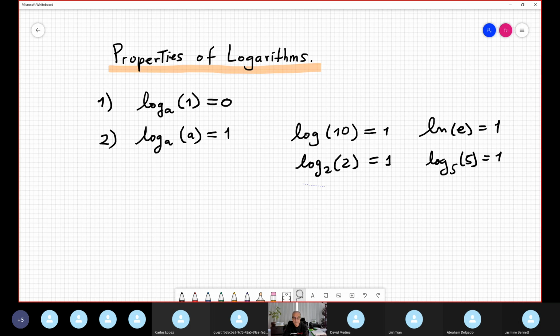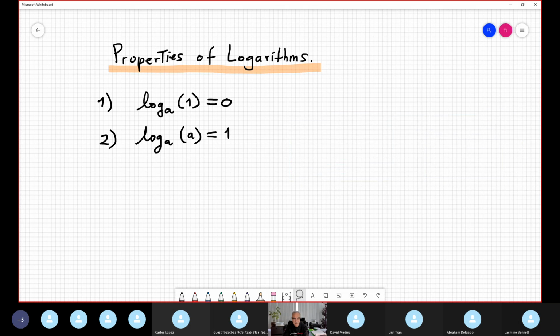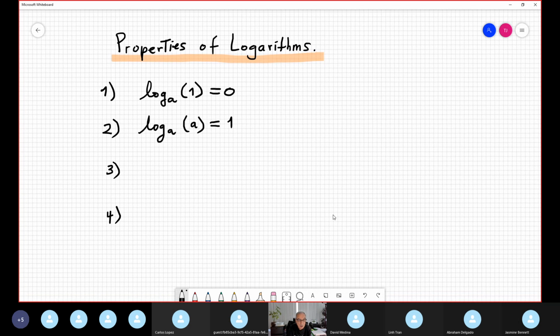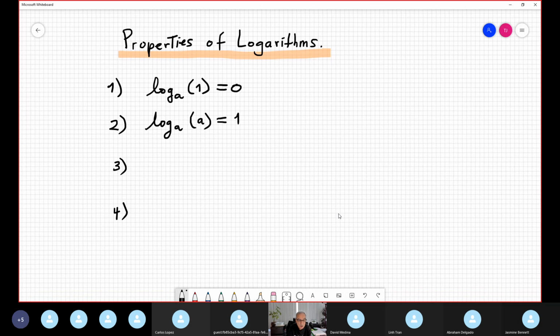Now, the third property and the fourth property, 3 and 4, is the same idea, but in the opposite direction. Suppose, you know very well that logarithmic and exponential are inverse functions. So you form the compositions.